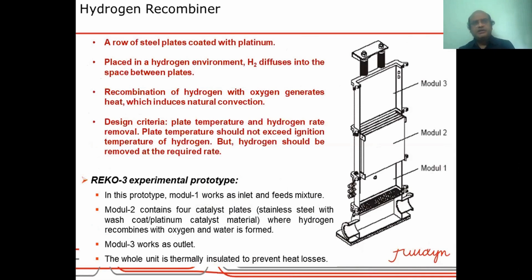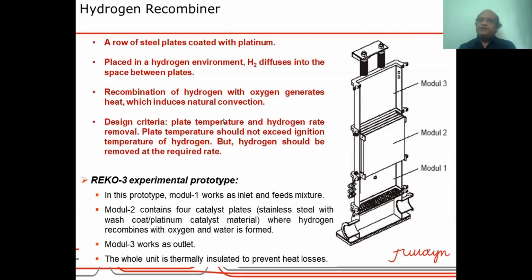It is nothing but a row of steel plates, maybe 1 mm thick, 2 mm thick steel plates, which are separated by a few mm. So it's a row of plates, maybe 50 or 100 plates with small gaps between them. And these steel plates are coated with platinum. So what happens is, if this is placed in a hydrogen environment, hydrogen diffuses into the space between the plates.